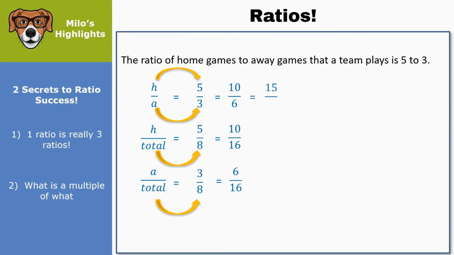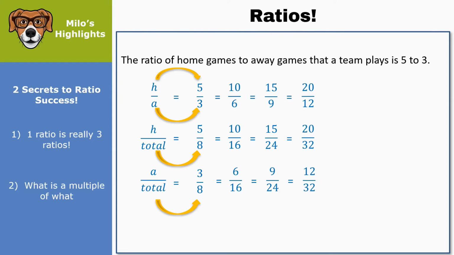Now, if they played 15 home games, then they must have played 9 away games and 24 total games. Everything gets multiplied by 3. Home is still a multiple of 5, away is still a multiple of 3, and total is still a multiple of 8. 20 home games? No problem, and I'm guessing you already see where this is going. That means they played 12 away games and 32 total games, and our other two ratios become 20/32 and 12/32.